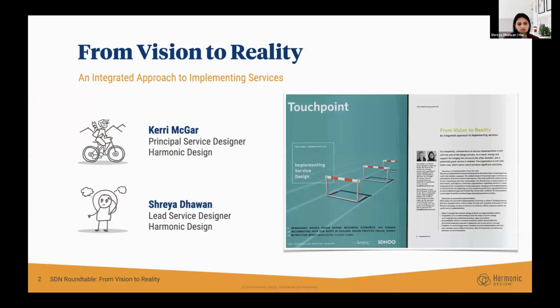So just to tell you a little bit about myself, as Jesse mentioned, my name is Shreya Dhawan. I'm the co-author of the article From Vision to Reality. I work as a lead service designer with Harmonic Design, which is a service design agency based out of Atlanta. I've spent some wonderful 5-ish years at Harmonic, learning and growing my service design practice alongside some of the best in the service design community in the US. So I've been really lucky to have spent that time.